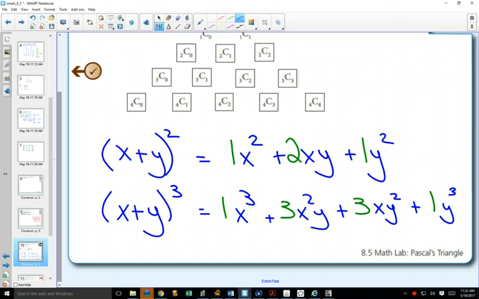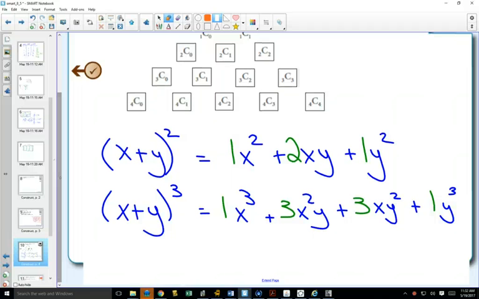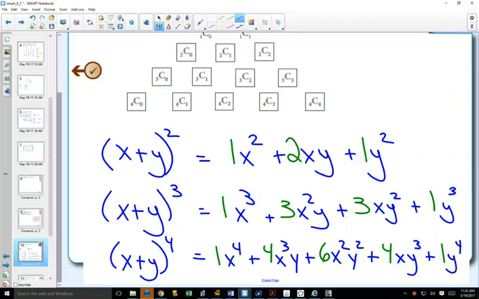Now you guys are good at patterns and noticing things. So if I wanted to do x plus y to the 4, what do you think you'll get? 1x to the 4, okay, plus 4x to the 3 y plus 6x squared y squared plus 4x y cubed plus 1 y to the 4.